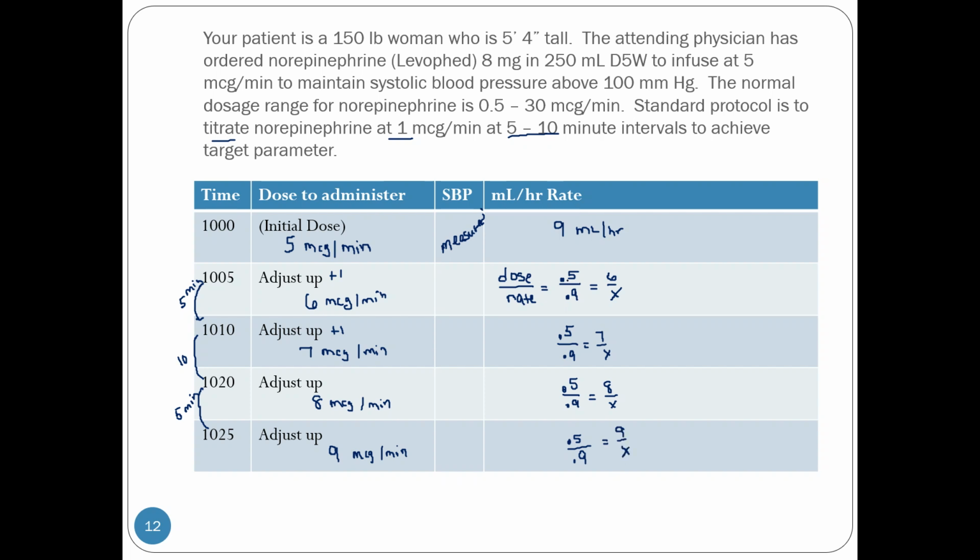I'm going to go through and do the cross product. So 0.5 times X is 0.5X is equal to 5.4. And then 5.4 divided by 0.5 gives me 10.8 milliliters per hour. So one answer. Going to the next one. Multiplying on the first diagonal is 0.5x. On the second one is 6.3. And so 6.3 divided by 0.5 gives me 12.6.